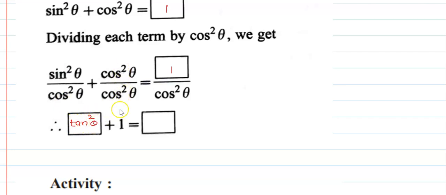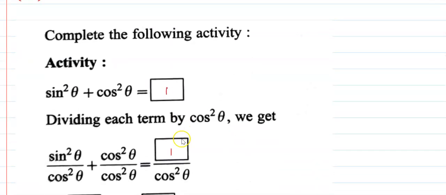Cos square theta upon cos square theta, that is you will get 1. 1 upon cos square theta, the reciprocal of cos is sec, and therefore 1 upon cos square theta is sec square theta. Okay, and hence this identity is proved, that is tan square theta plus 1 is equal to sec square theta. ही identity आपण इथे prove करतो.